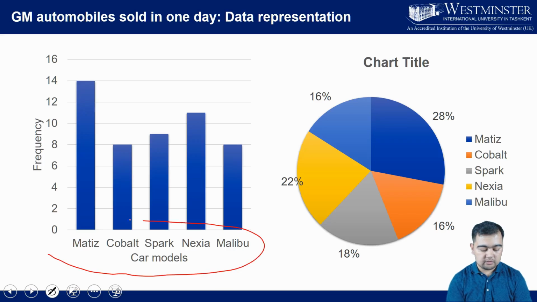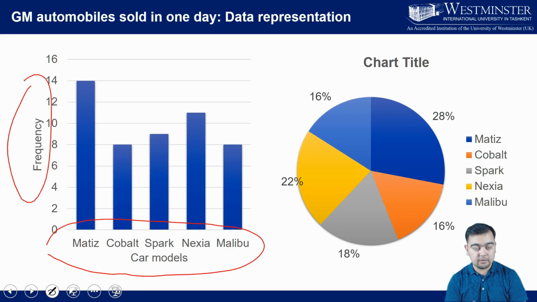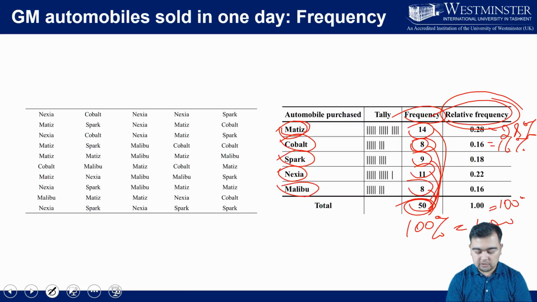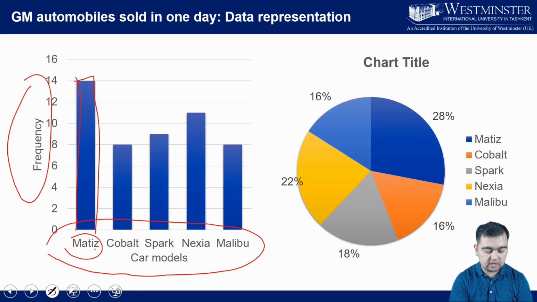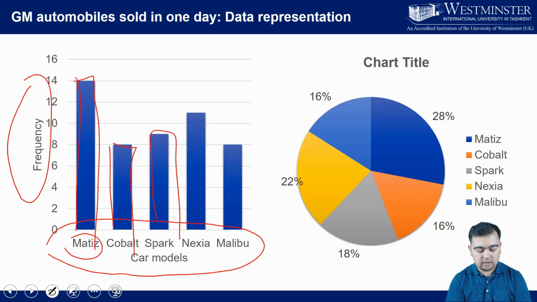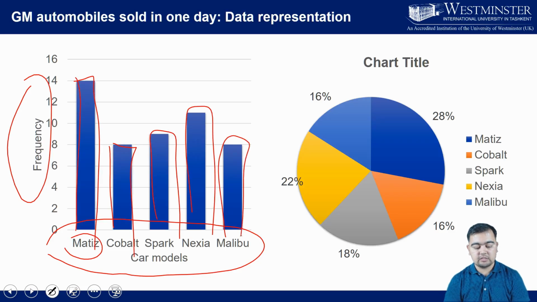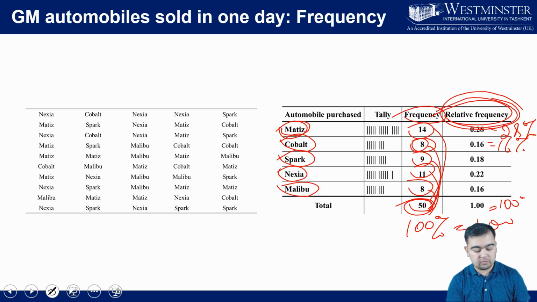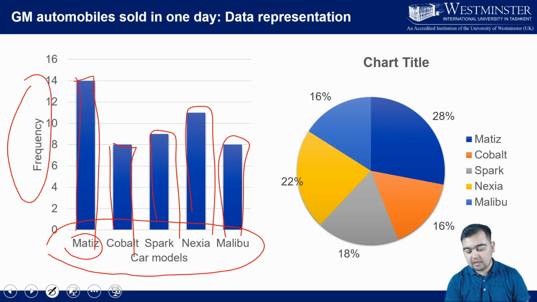Again, the car models, they will appear on the x-axis, and you have the frequency or the number of cars sold on the y-axis, right? And you have these bars. Of course, the Matisse, well, since we have 14 here, the Matisse will represent the 14 height of bar, then the Cobalt will represent the 8, the 9, the 11, and the 8 itself, okay? But again, if you want, you can actually use the relative frequency here and then construct this pie chart.